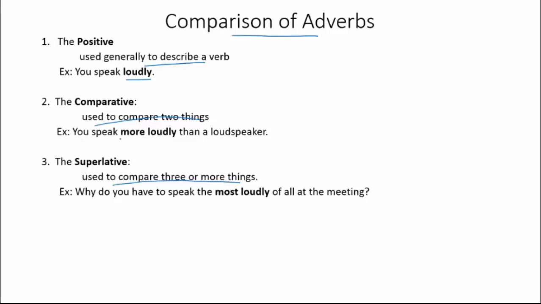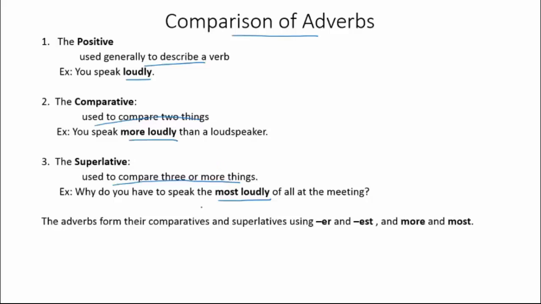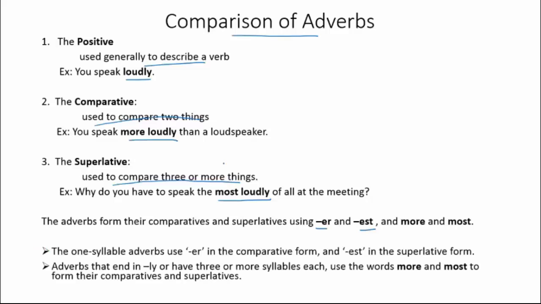Like, you speak more loudly than a loudspeaker. More loudly. Why do you have to speak the most loudly of all at the meeting? Now over here as well, in comparative you add more, and in superlative you add most. Now in comparative, ER is also added, EST is also added. How does this differ? It is the same as an adjective, that is, on the basis of syllables.